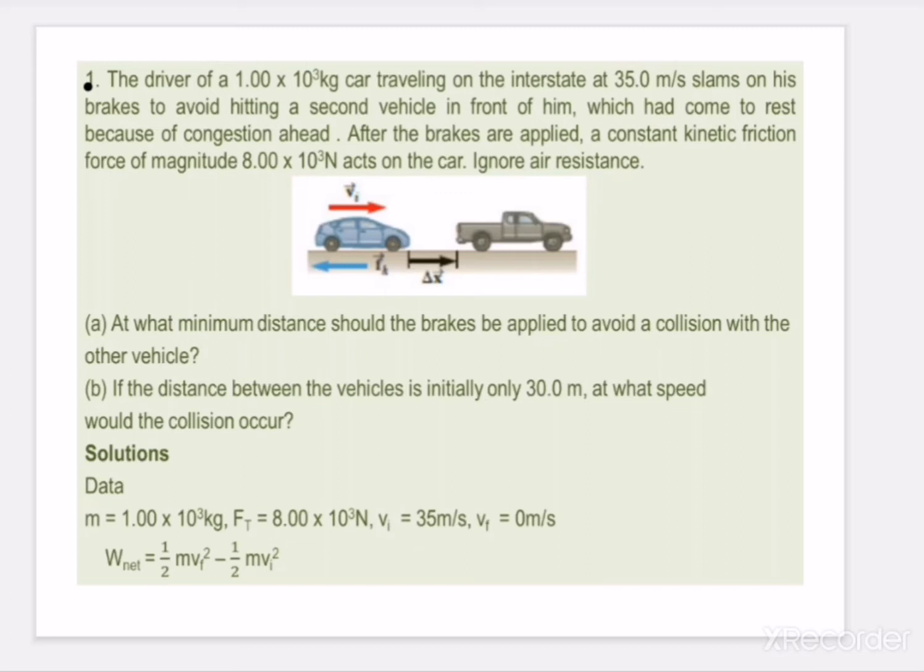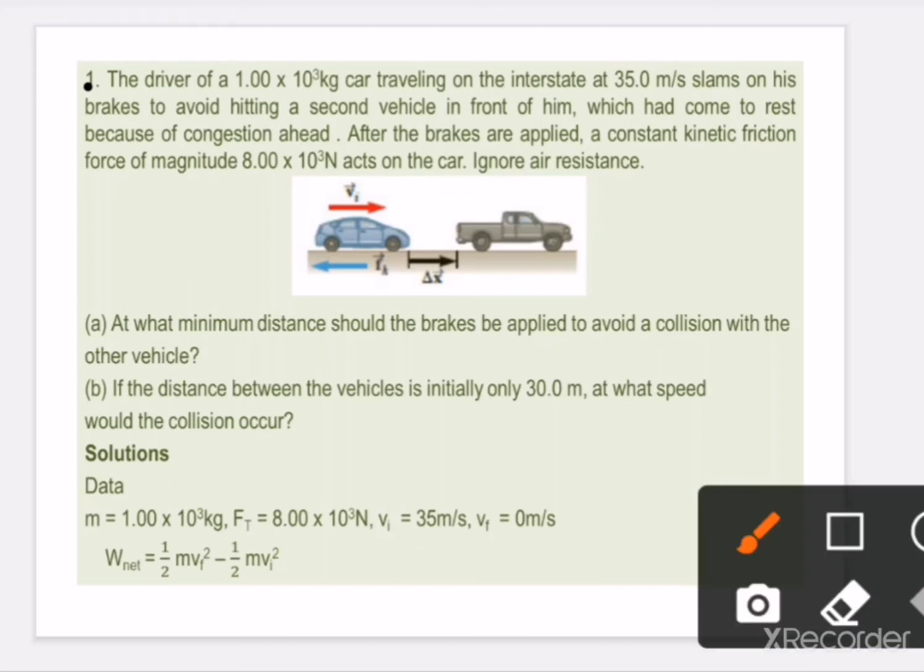Part A of question 1. At what minimum distance should the brakes be applied to avoid a collision with the other vehicle? Part B. If the distance between the vehicles is initially only 30.0 meters, at what speed would the collision occur? All right. So first things first, let's just simply put down our data here.